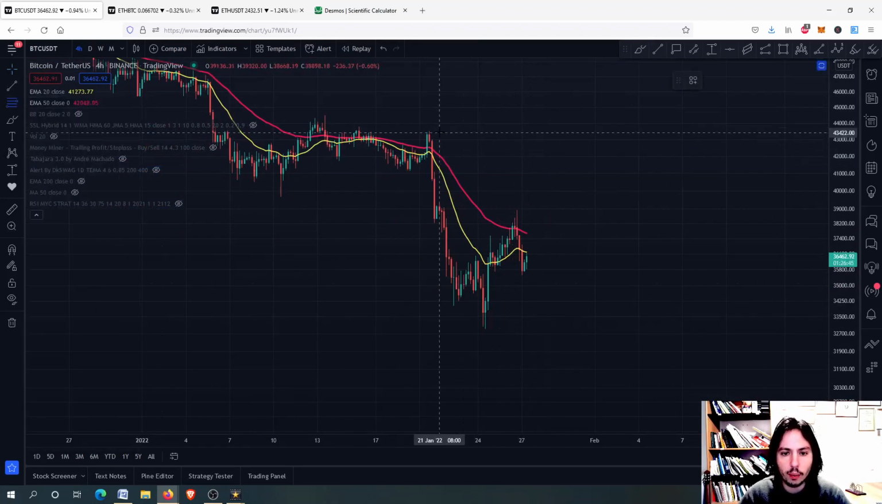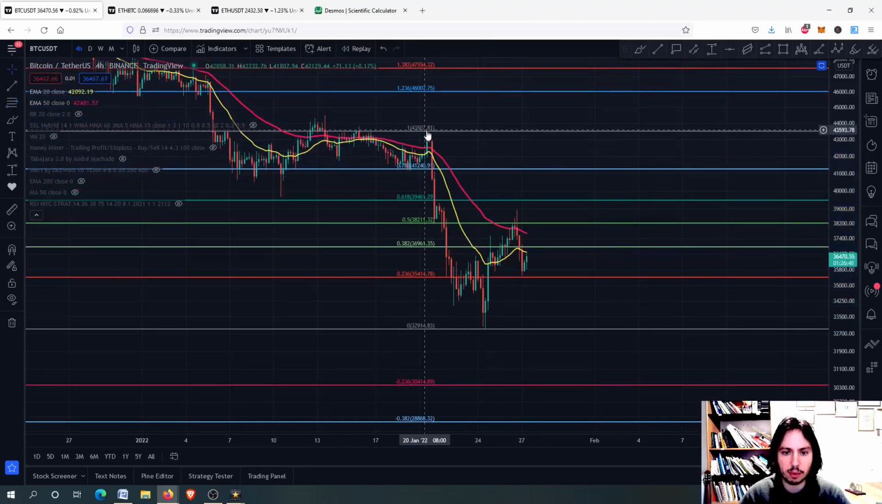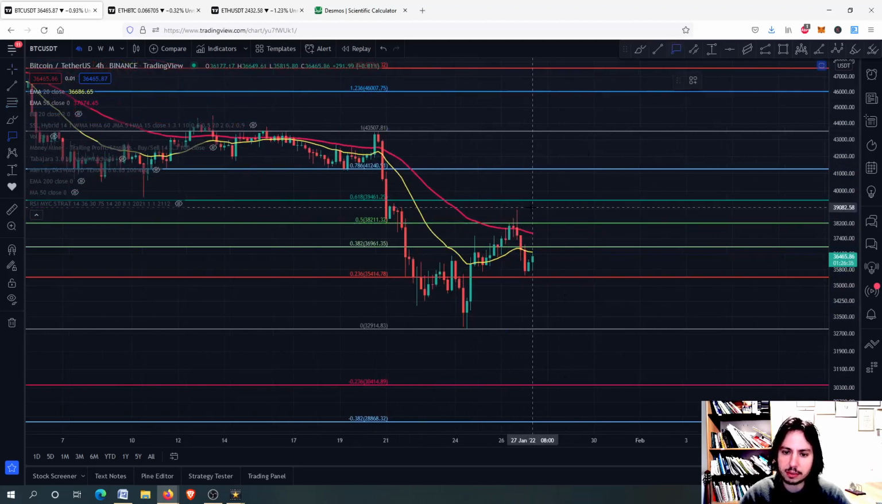Another reason we corrected is because we went up all the way here, and if I draw the Fibonacci from this top to this bottom, you can see that it was the 0.5 Fibonacci retracement level right there.